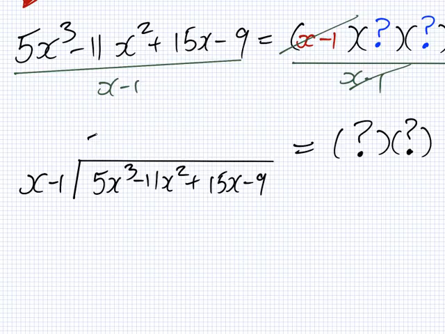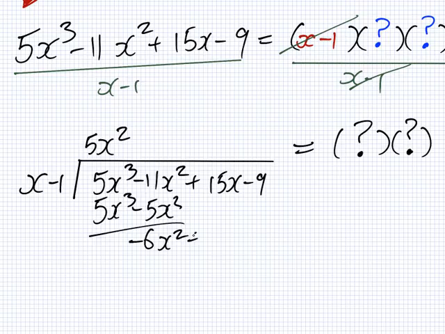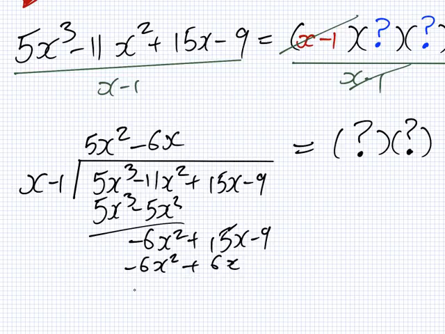So this will be 5x squared. 5x cubed minus 5x squared. I'm left with minus 6x squared plus 15x minus 9. So next is minus 6x. Minus 6x squared plus 6x. So that's 9x minus 9. So finally is 9. 9x minus 9. Should I get 0? I must get 0. Why? Because I told you already it's a factor, so you should get 0.